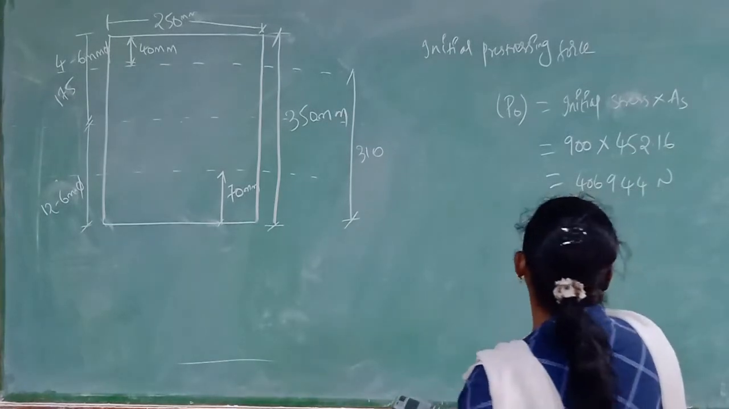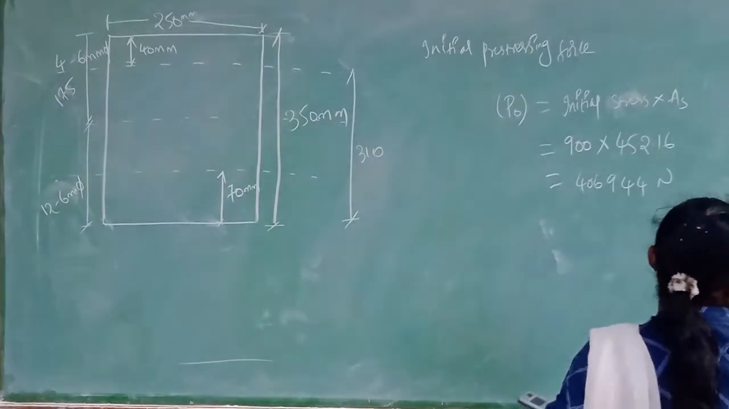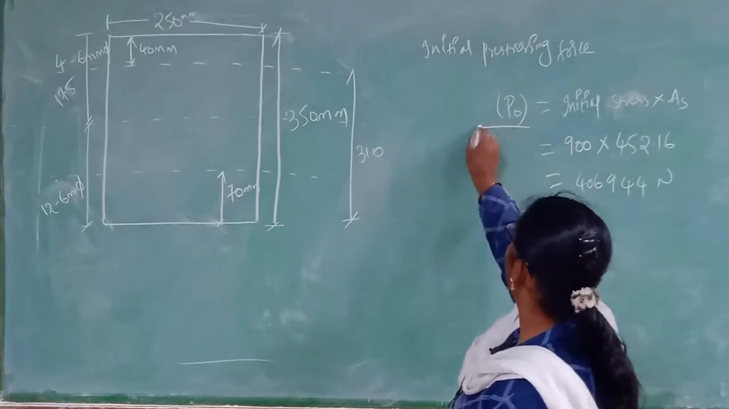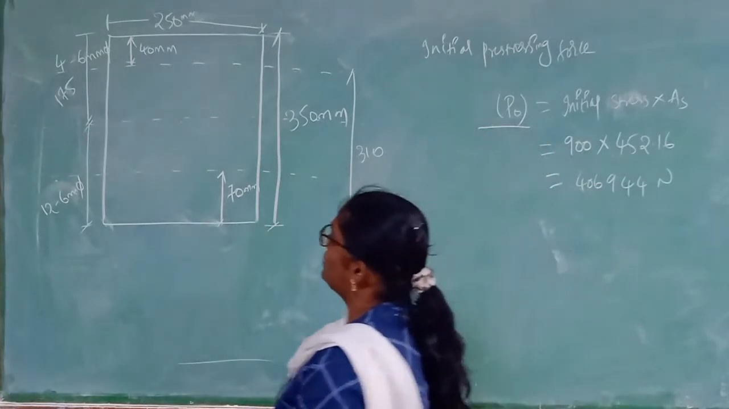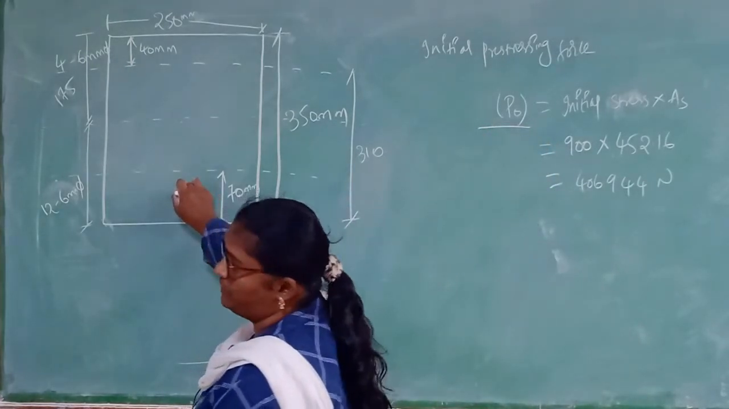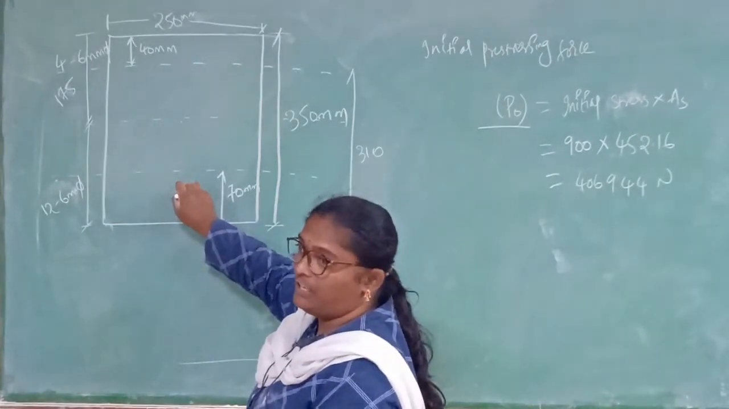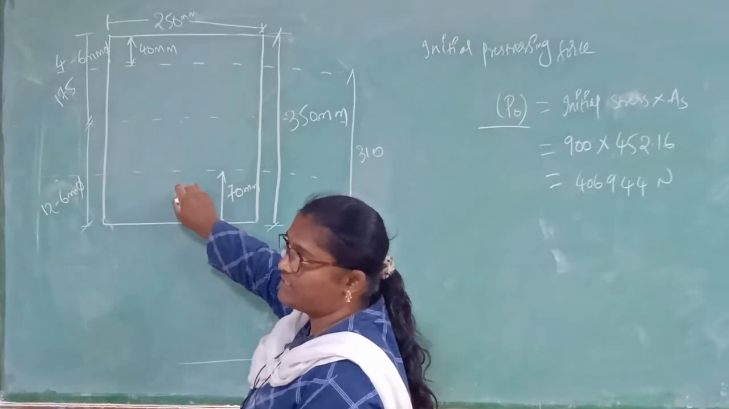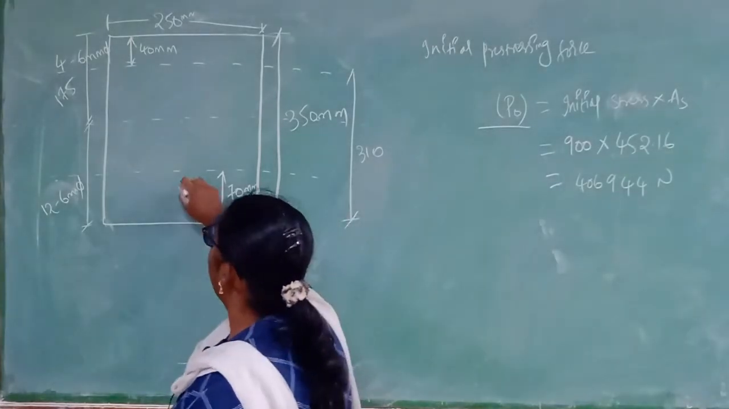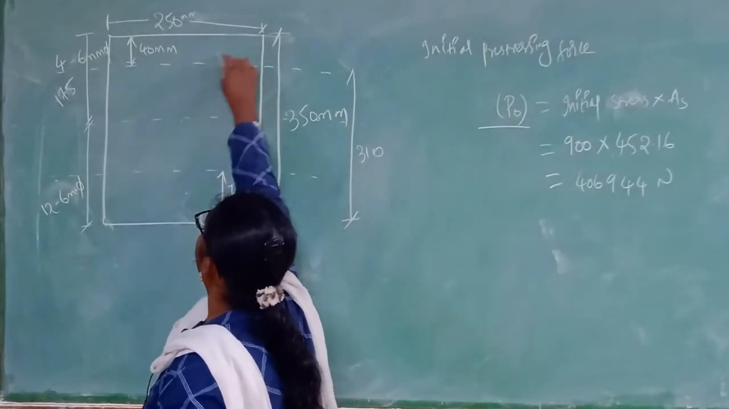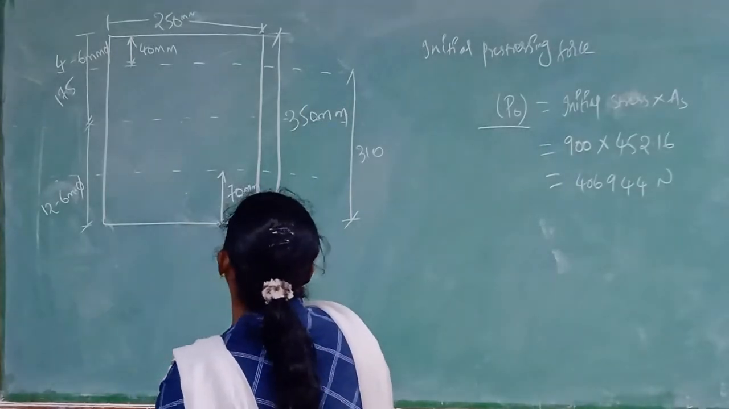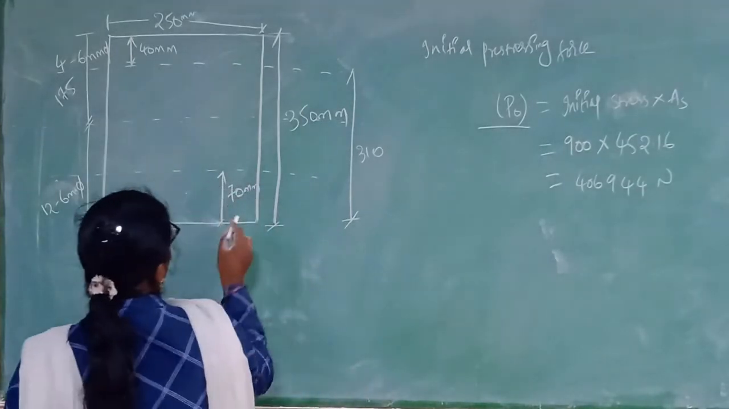So right, next what we need to calculate here? We have got the P naught. So right, the stresses will be developing. Here he is asking us to find out the elastic shortening. For finding the elastic shortening, we need to find out the stress in the concrete, at the bottom and at the top.